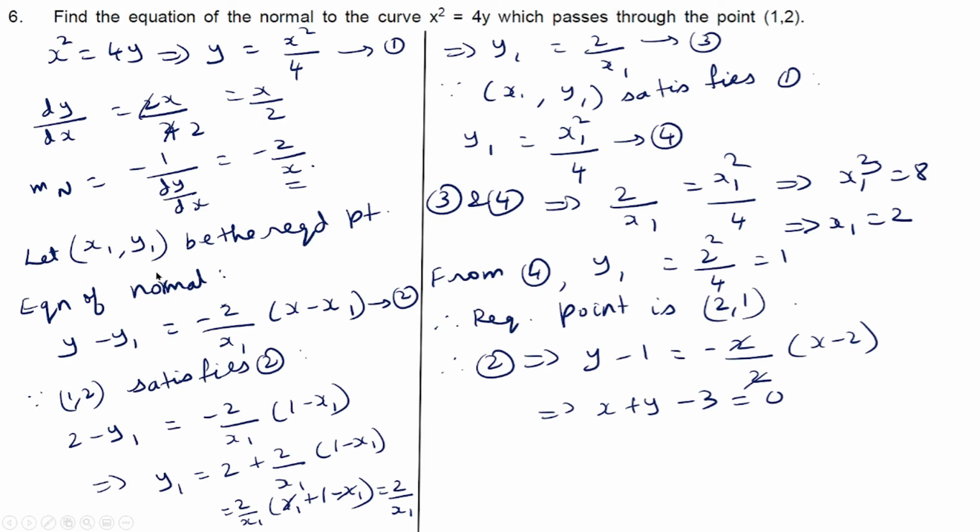Then this x1, y1 will satisfy this equation, x square equal to 4y. So we substitute x as x1 and y as y1, and we get y1 is equal to x1 square upon 4. From 3 and 4, when we simplify, we get x1 as 2. Then from x1 as 2, we get the coordinate y1 as 1. So we got the required point and the slope. Now we can find the equation of the normal.